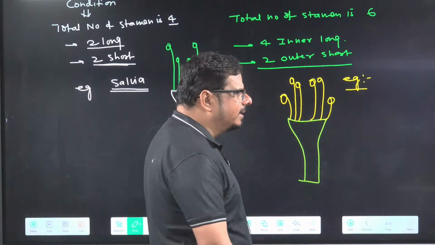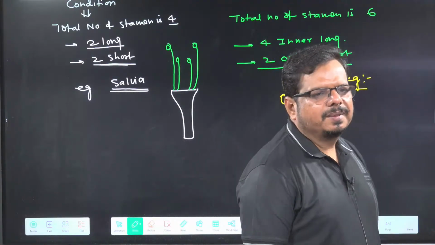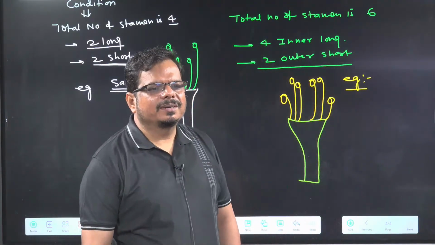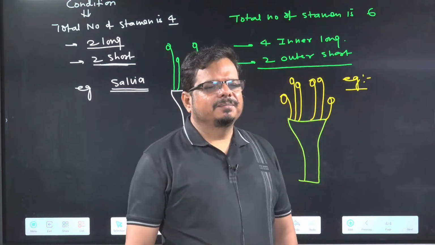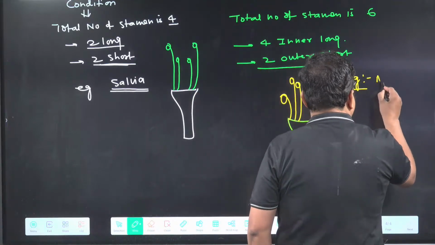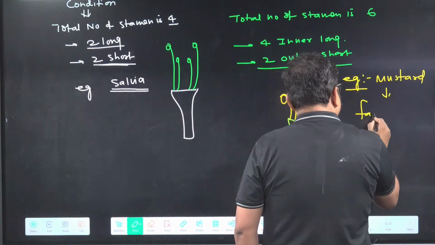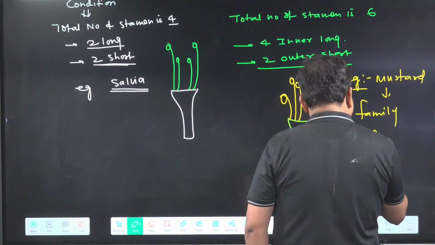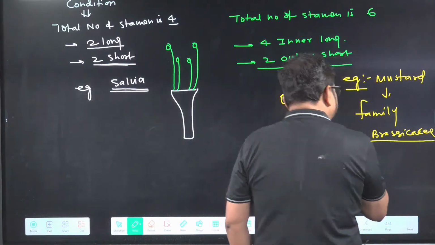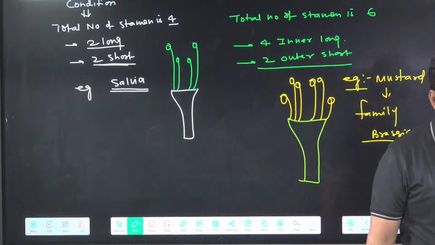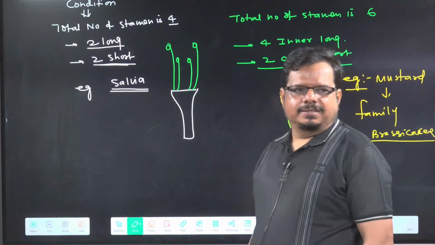And a beautiful example of tetradynamous condition: what is the example given in NCERT? Write it fast. One student probably wrote earlier. Pin your answer. Fast, fast. Mustard. Very good. And the family is Brassicaceae. The Brassicaceae family has tetradynamous condition, the mustard family. Understanding the idea? Clear in the mind? Yes.